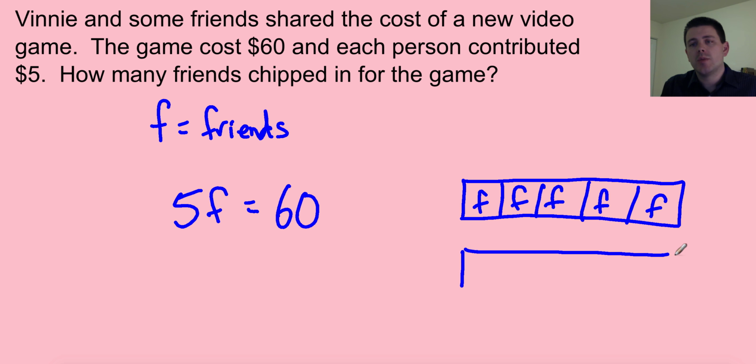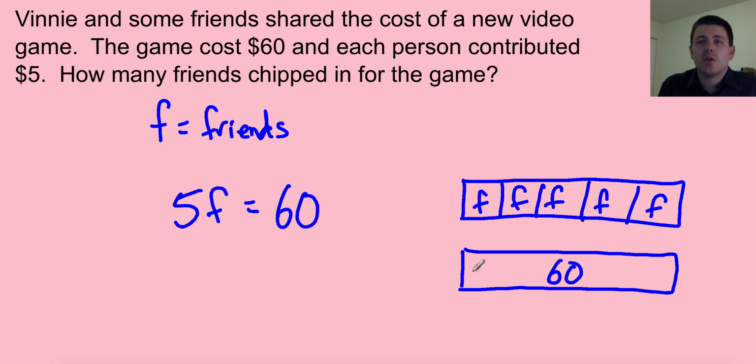And we know it's going to be equal to the same size as 60. Well, think about it. We want to know how many friends we had here. We knew there was 5 friends. We want to know this one friend, how much of the total did they pay? Well, it looks like I need to divide that total up into pieces to find that out. So let's solve our equation.